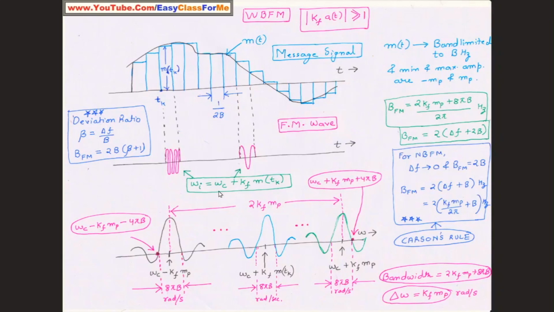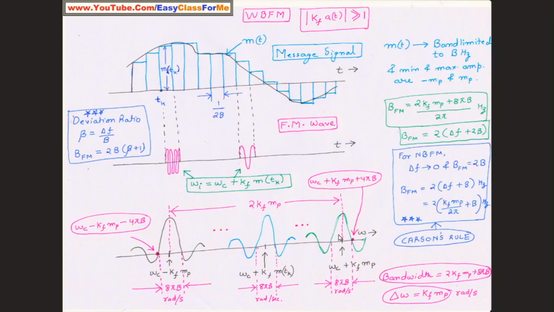Let us talk about some boundary points first. The maximum deviation: this kf into m(t), m(t) can be at max mp and at least minus mp. So whatever is the sinc corresponding to the maximum and minimum deviation, we have omega c minus kf mp and omega c plus kf mp, because m(t) can have a value of mp and minus mp at max and at min. Similarly, for a general value, we have omega c plus kf into m(t). Whatever is the value of m(t), we will substitute it here, and this could be anywhere between these two extremes.